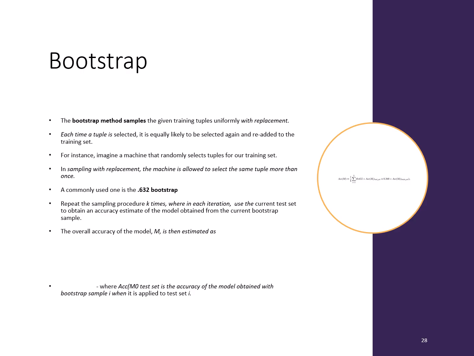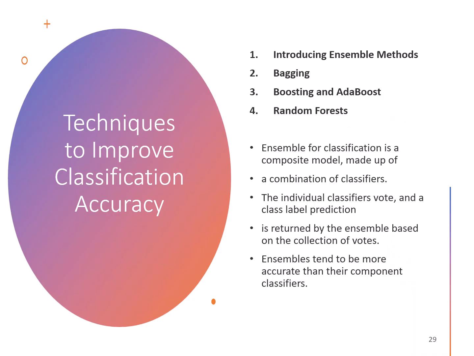For instance, imagine a machine that randomly selects tuples for our training set. In sampling with replacement, the machine is allowed to select the same tuple more than once. A commonly used method is the .632 bootstrap method. Some other techniques to improve the classification accuracy: ensemble method, bagging, boosting and AdaBoost, and random forest.